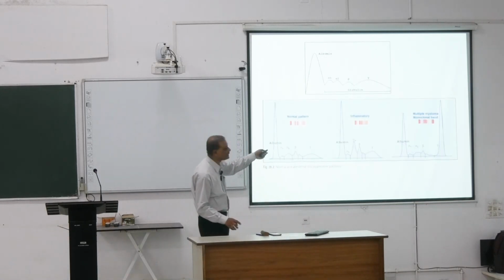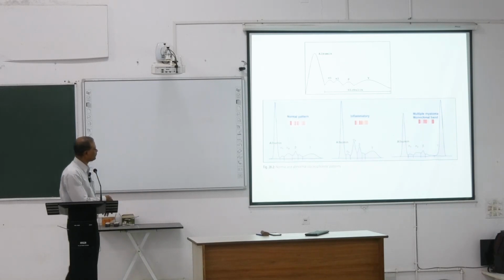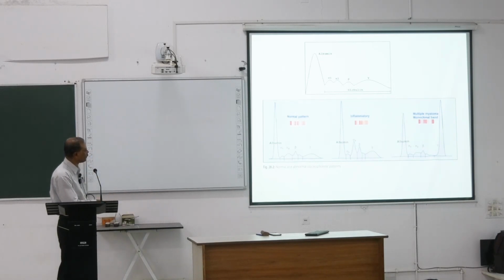So with these three different types of electrophoresis, one will be a normal pattern. One will indicate some amount of inflammation. You can see the alpha globulin, beta globulin, and also a little bit of gamma globulin that is of the inflammatory region. But in multiple myeloma, there is a typical peak at the gamma region. This is the immunoglobulin type, or you can see it at the beta position also.